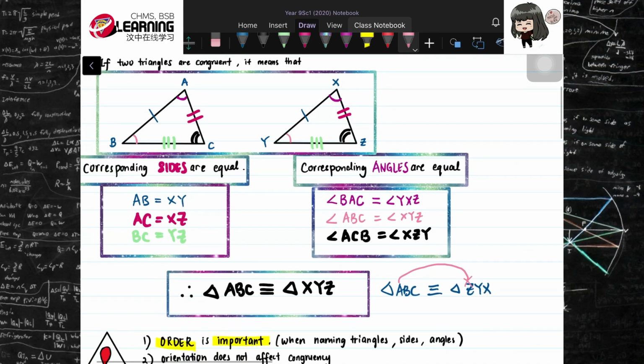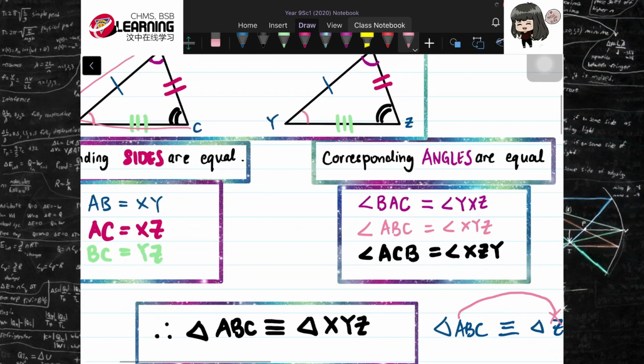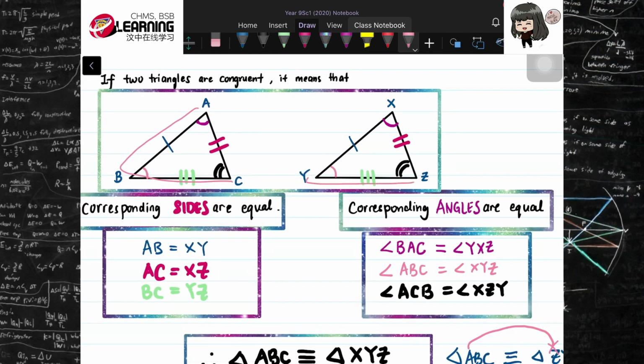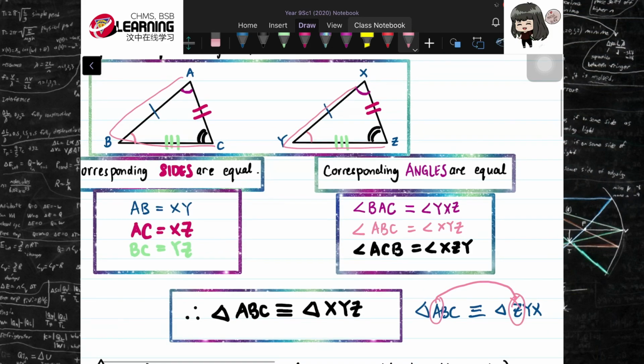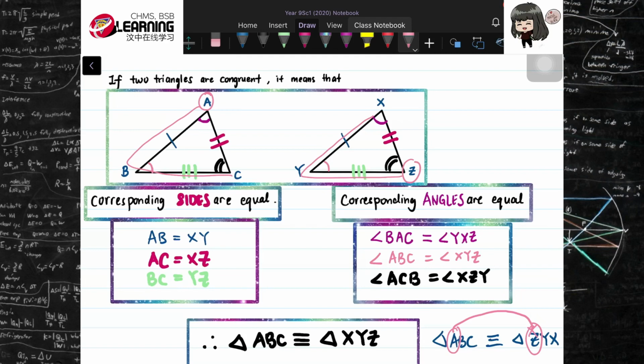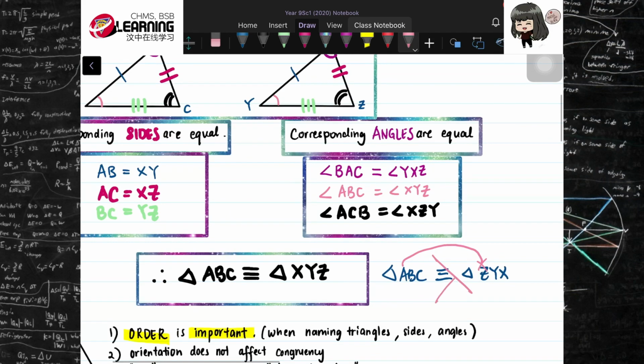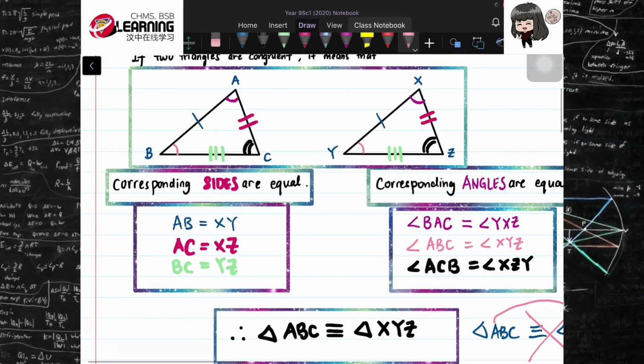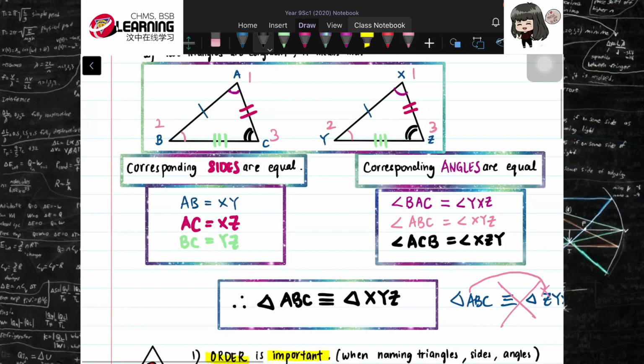If we say ABC in this way, and triangle ZYX like this, it is different, because when we start off with point A and point Z, they are different. So the order is very important. We cannot write it this way because they are different, so we have to make it the same order: triangle ABC is the same as triangle XYZ, like that.